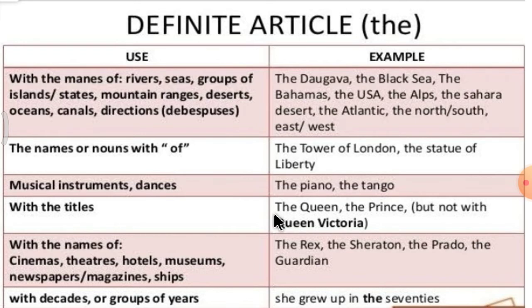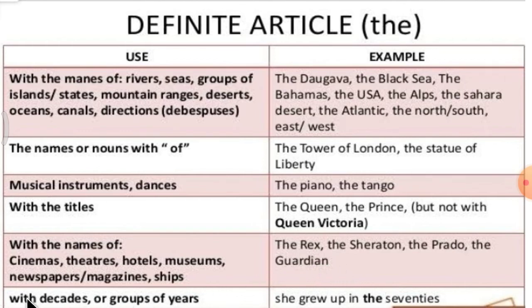When we are giving any kind of title to someone: the queen, the prince. But not with Queen Victoria. We cannot say the Queen Victoria, only Queen Victoria. With the titles, the queen, the prince. Then with the names of cinemas, theaters, hotels, museums, newspapers, magazines, and ships: the Rex, the Sheraton, the Prado, the Guardian. All are names of cinemas, theaters, hotels, museums, etc.